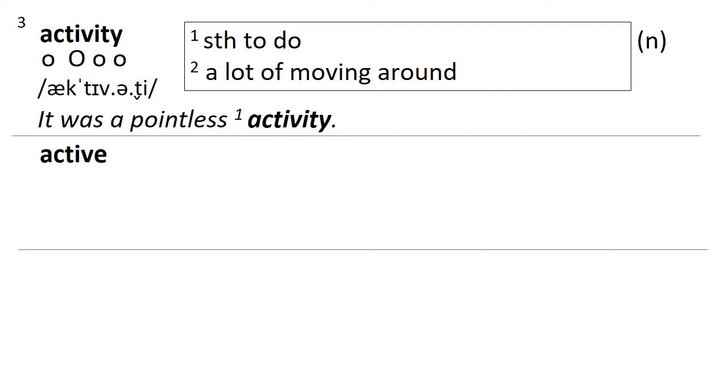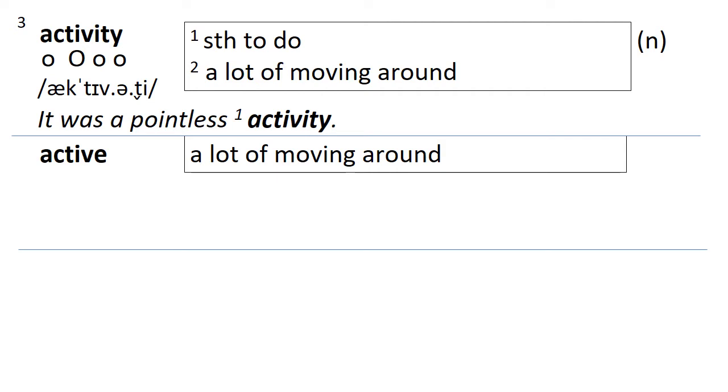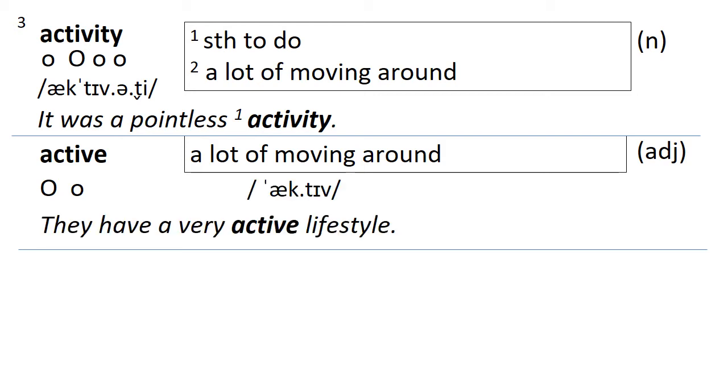Next we have active. Active is a lot of moving around. It's an adjective. 2 syllables, stresses on the first. Active. They have a very active lifestyle.